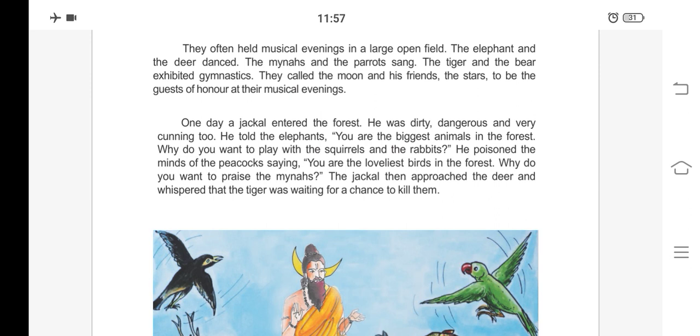Why do you want to praise the mynas? The jackal then approached the deer and whispered that the tiger was waiting for a chance to kill him.